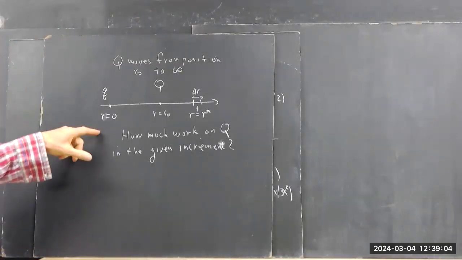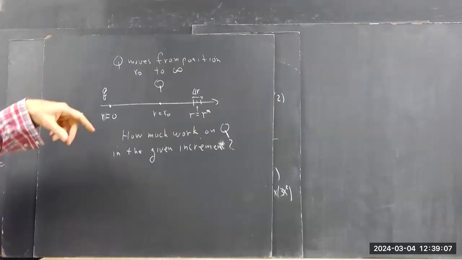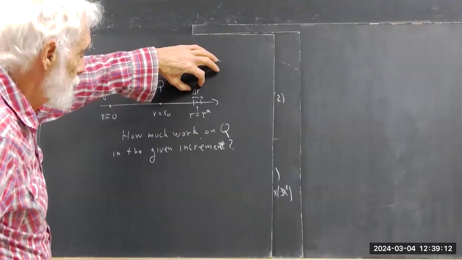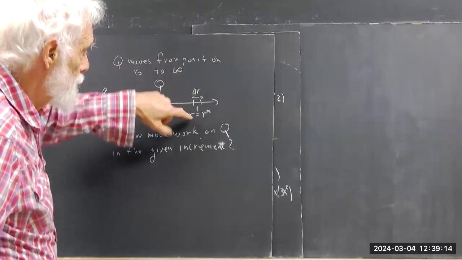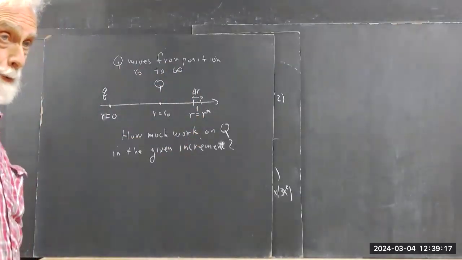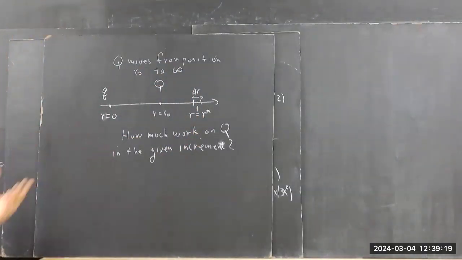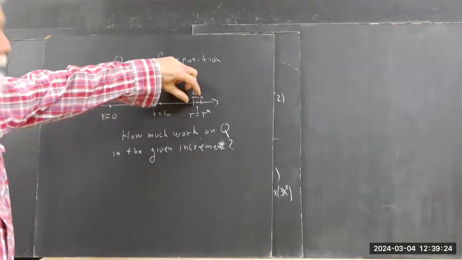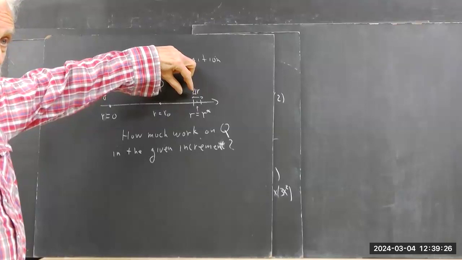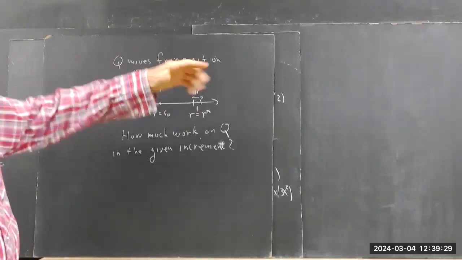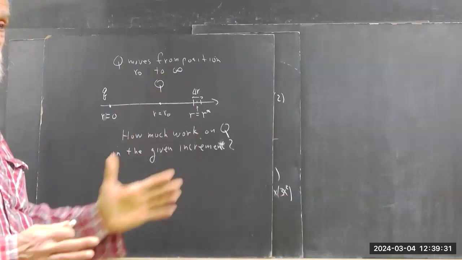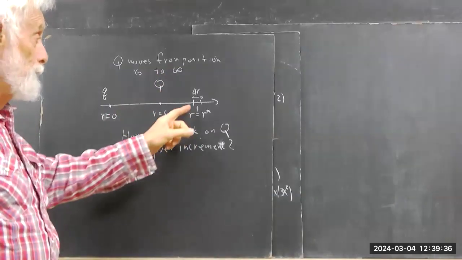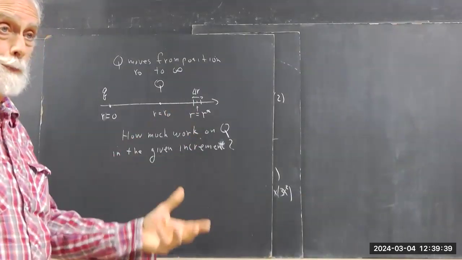Okay, so how much work is done on Q in the given increment? The increment is an interval of length delta R, and R star is the coordinate at some point in the increment. I'm not going to be able to tell you where R star is in this increment, but it's taken to be such a small increment that it doesn't make much difference. Since we're going to take a limit as delta R approaches zero when we do the integral, the uncertainty of where R star is within the interval disappears.